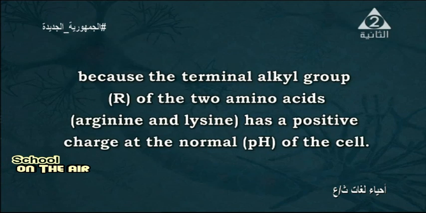Because the terminal alkyl groups of the 2 amino acids, arginine and lysine, have a positive charge at the normal pH of the cell. You know that the normal pH of the cell means the cell contains an alkaline medium. Alkaline medium means that the pH is greater than 7.